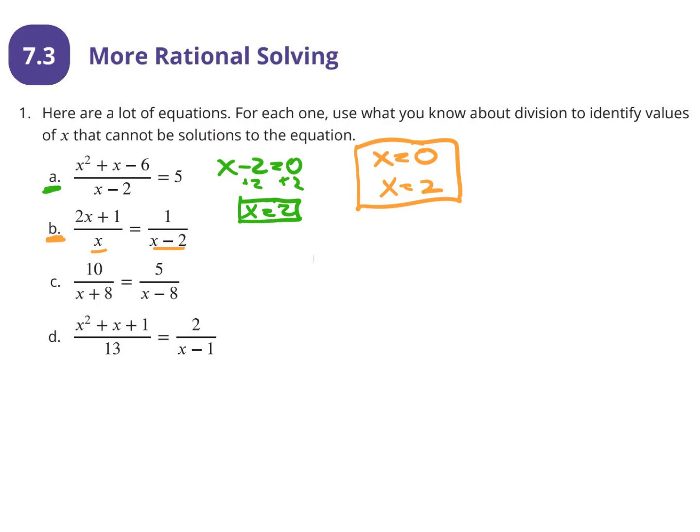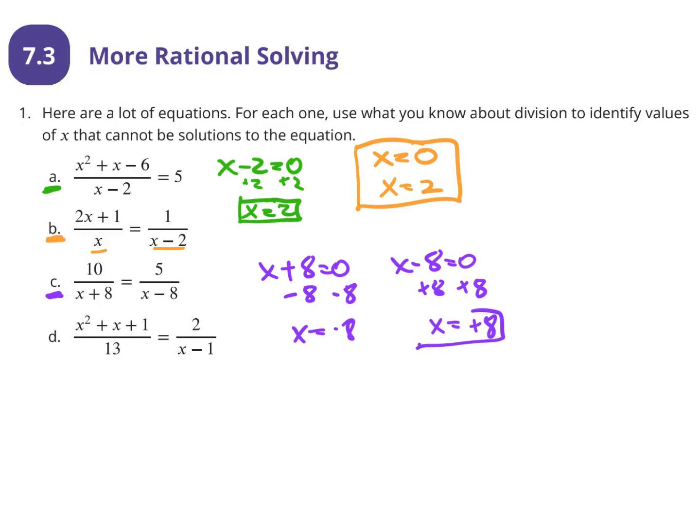Okay, for C, which is going to be in purple, my solutions cannot be x plus 8 equals 0, x minus 8 equals 0. Subtract 8, plus 8. X cannot be negative 8. X cannot be positive 8. Negative 8 and positive 8 will make the denominator 0. It can be anything but those two numbers.